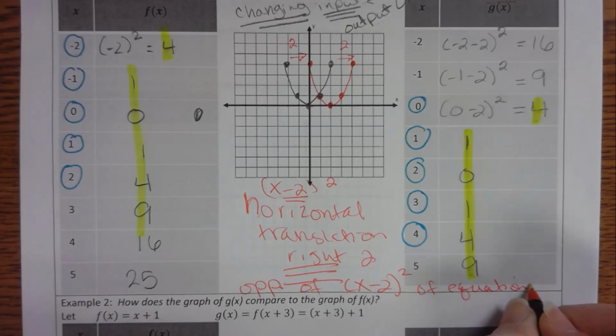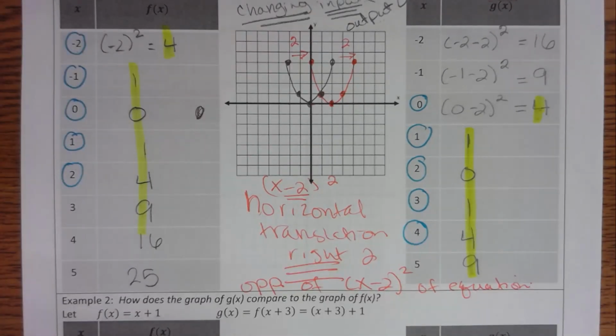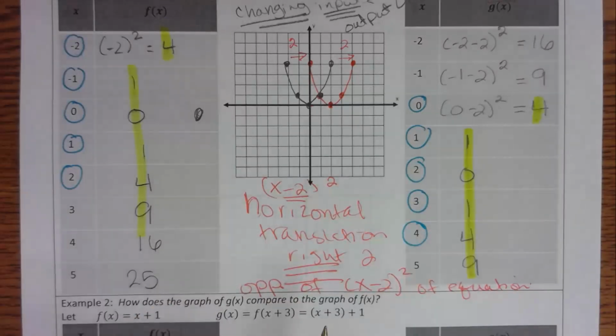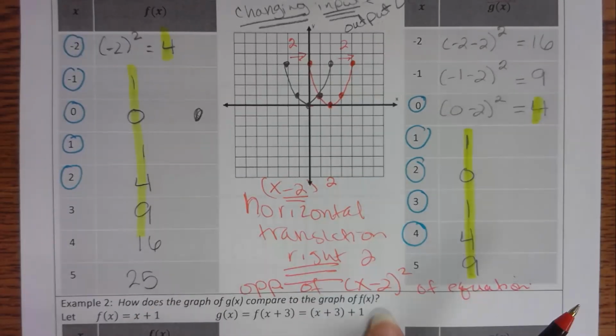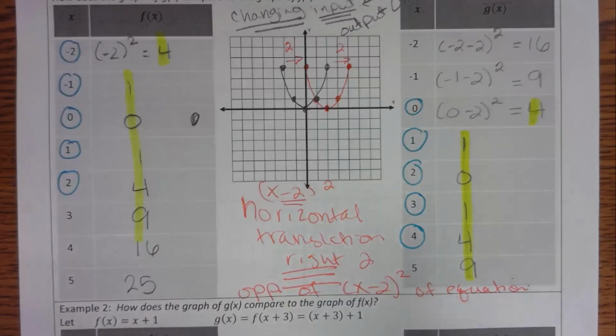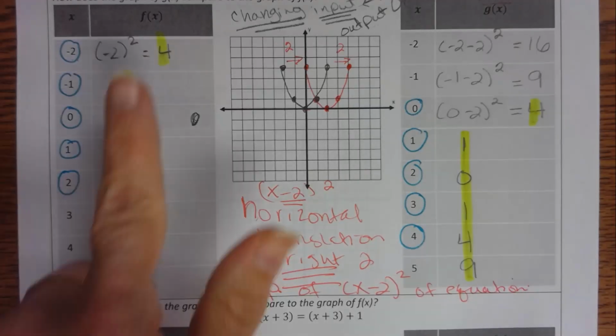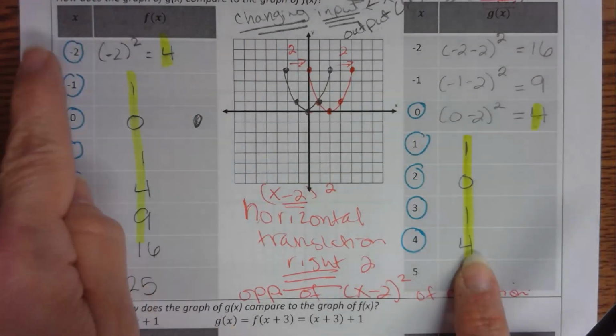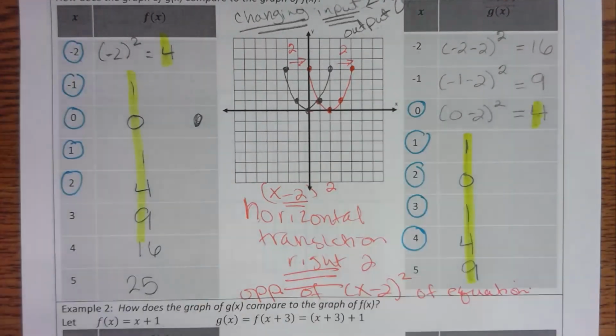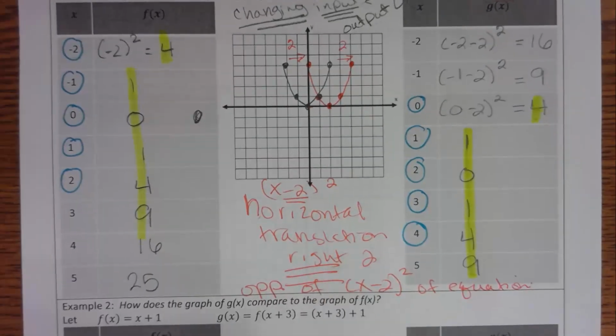And that's how the horizontal translations work. Why? Because of what I just showed you. Because when you change the input, we're looking at where the output remains the same. So where the output remains the same, compare the input, and it goes to the right. The opposite of what the equation says.